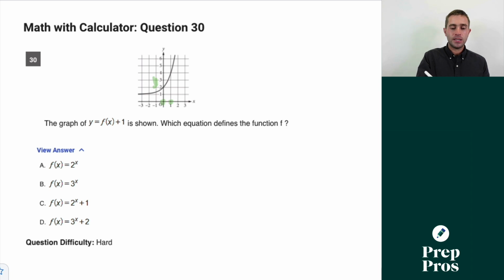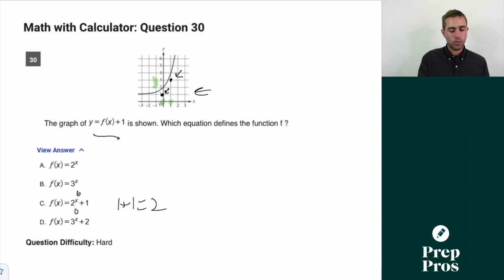And so what I can see here is, since this is f of x plus 1, f of x is going to be shifted down 1. So whichever one of these answer choices, when I plug 0 in, gives me 1, and when I plug 1 in, gives me 3, is going to give me my right answer. Now, if we look at C and D, we can eliminate both of those, because anything to the 0 power equals 1, and well, 1 plus 1 equals 2.